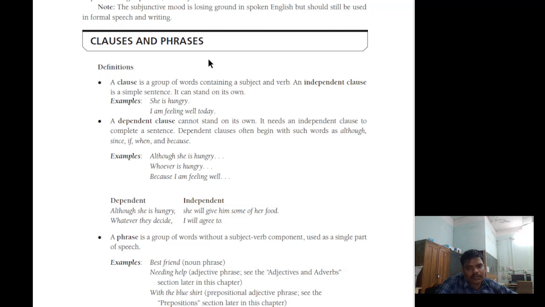A dependent clause cannot stand on its own. It needs an independent clause to complete a sentence. Dependent clauses often begin with such words as although, since, if, when, and because. A phrase is a group of words without a subject but used as a single part of speech.